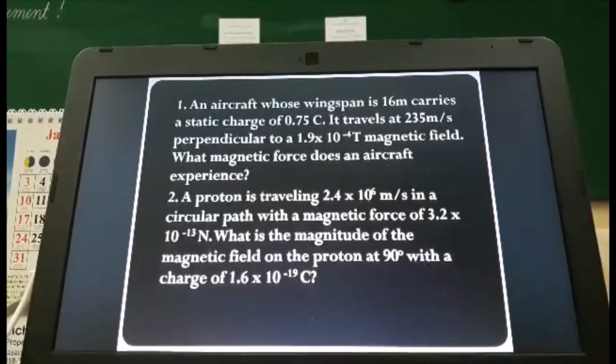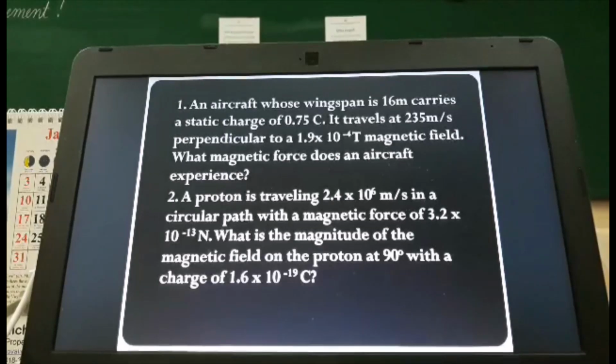So, first problem: an aircraft whose wingspan is 16 meters carries a static charge of 0.75 coulomb. It travels at 235 meters per second perpendicular to a 1.9 times 10 raised to negative 4 Tesla magnetic field. What magnetic force does the aircraft experience? That is our first problem that we are going to apply about magnetic force.